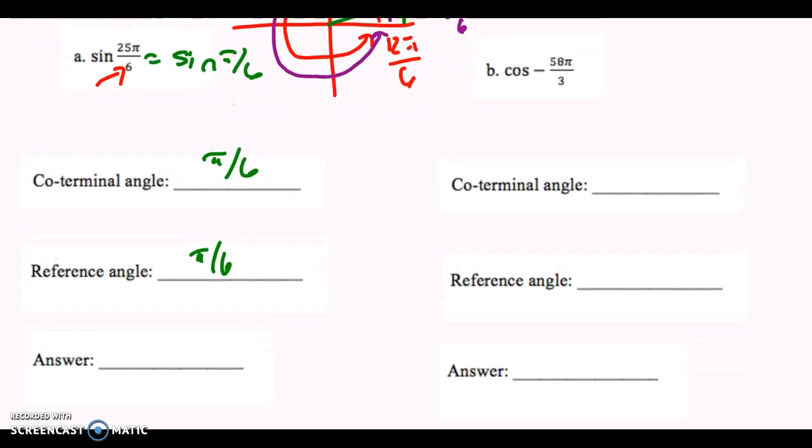So your answer, since sine is y, I'm going to look at the y value for pi over 6, and I'm going to get a value of 1/2.